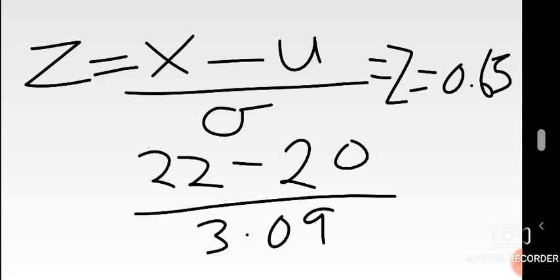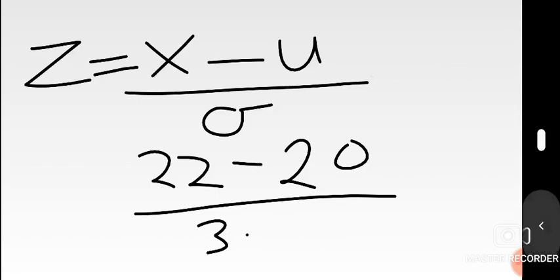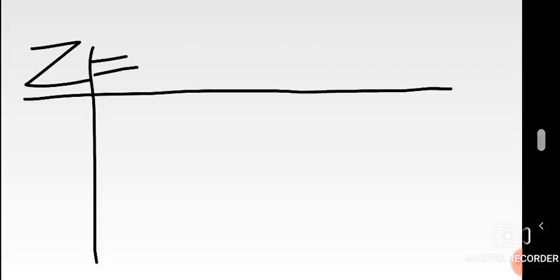What next? Go to the z table. You should have that table, and locate where there is z 0.65. So maybe for those that might be doubting on how to even interpret that same z table, it looks like this. There will be some values along the z, then there will be some values that will be there.